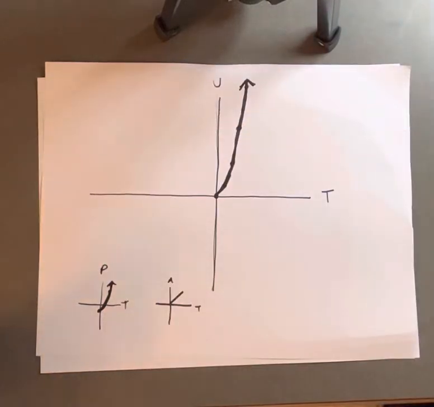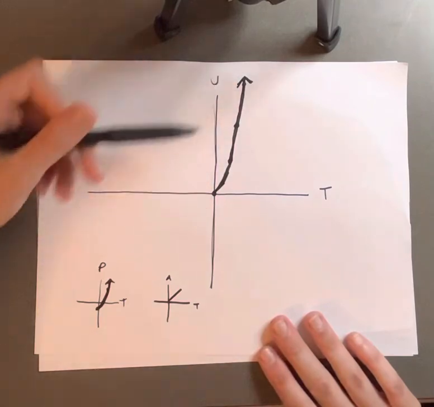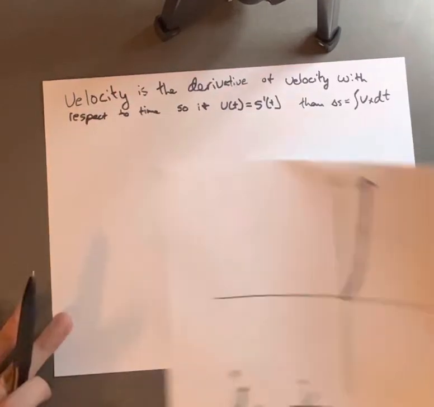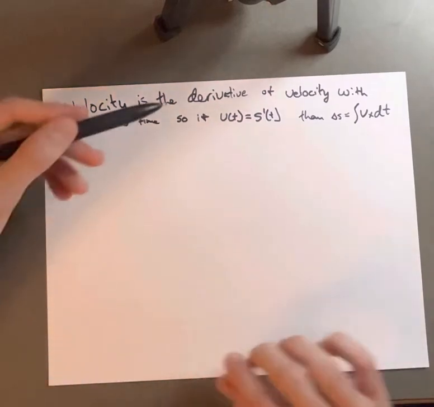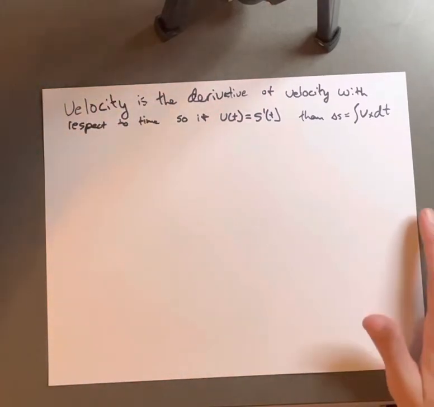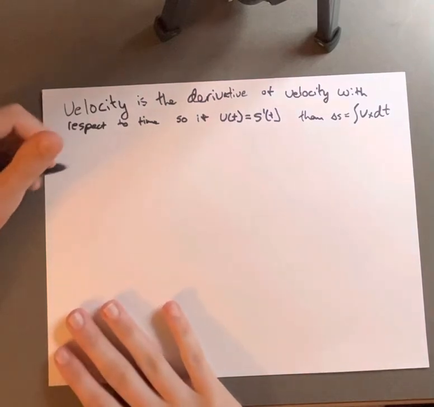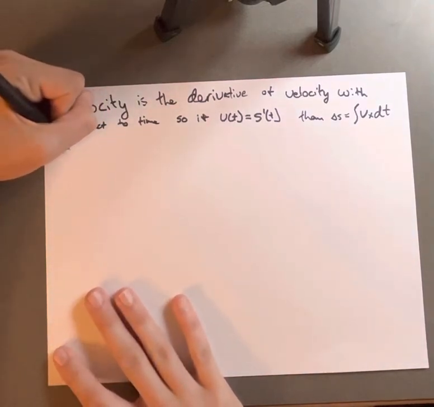Here's an example like our particle: velocity, time, its position, time, acceleration over time. So velocity is the derivative of position with respect to time. So if v(t) is equal to the derivative of s, then the change in s is the integral of velocity v_x dt.